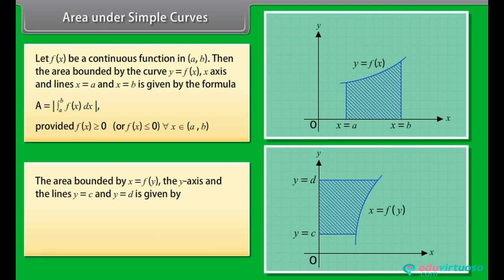The area bounded by x is equal to f of y, the y-axis and the lines y is equal to c and y equals d is given by A is equal to modulus of integral from c to d of f of y with respect to y, provided f of y is greater than 0 or f of y is less than 0 for each y belongs to [c, d]. Working rule for finding the area.